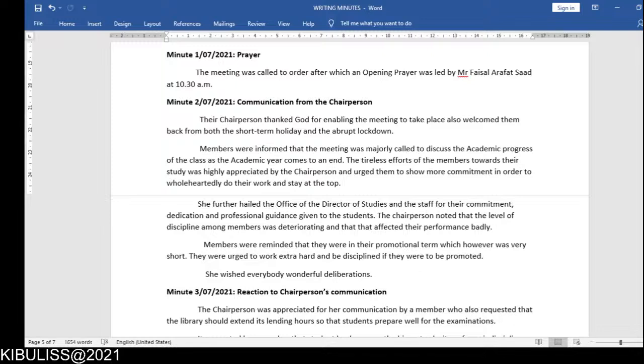Under prayer, the meeting was called to order. We are not saying who called it. After which an opening prayer was led. You mention the name of the person who led the prayer and the time.